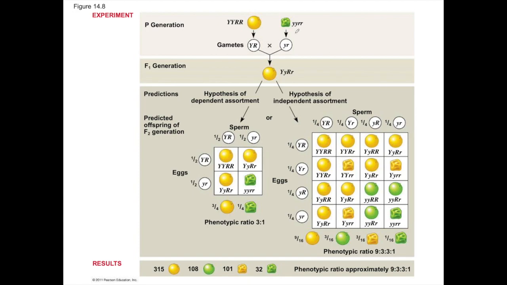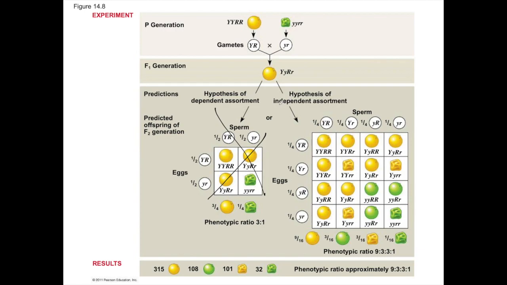In other words, if you started with a pea plant that was yellow and round and a pea plant that was green and wrinkled, did yellow always have to stay together with round and green always have to stay together with wrinkled, or could you get them separated? Could you get yellow with wrinkled and green with round? If the two genes were linked together, if they were stuck together, then in the F2, all he could possibly get is yellow and round and green and wrinkled. But that's not what he got.